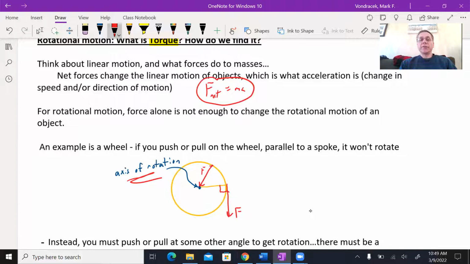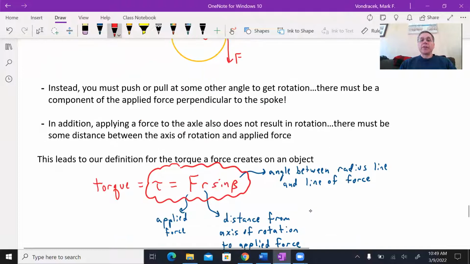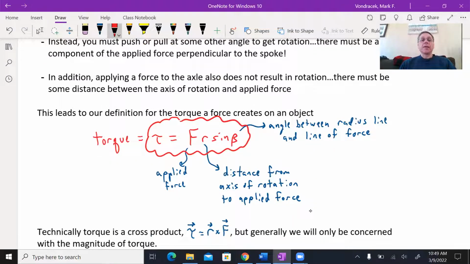So it seems like you have to have some distance between that axis of rotation and where you're applying the force, and you have to worry about the angle between the force and that spoke, the radius of the wheel, in order to make the thing actually rotate. So that combination of those three things is what we call torque. Okay, so definitely need a force. That's still going to be part of it. But now we need a distance from where we apply the force relative to where the axis of rotation is of the object you're trying to rotate. But the third piece is you also have the sine of some angle.